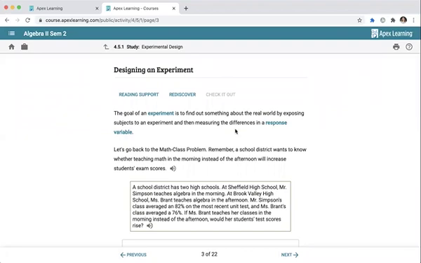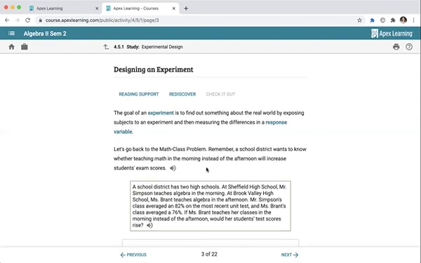How our subjects respond to this response variable, okay? To this response variable. And again, of course, we know it as the treatment, right? Or we could say it as our independent variable, right?